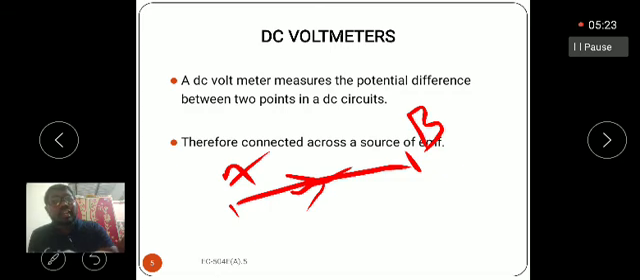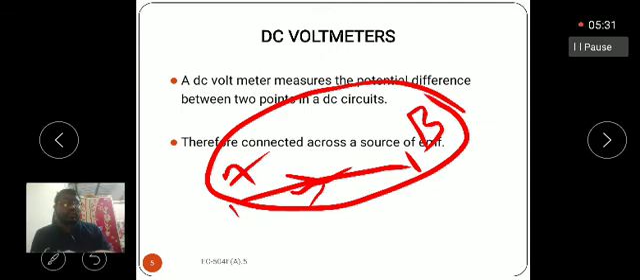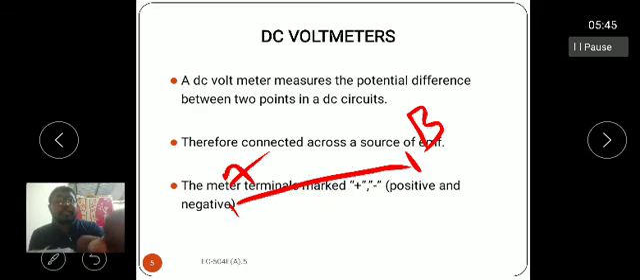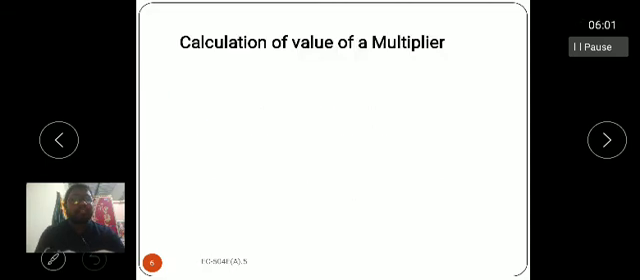If you want to calculate the potential difference between these two points in DC circuits, we use the DC voltmeter. Therefore, it is connected across the source of EMF, electromotive force. The meter terminals are marked plus and minus. Generally the meter has two terminals, one is positive and the second one is negative.